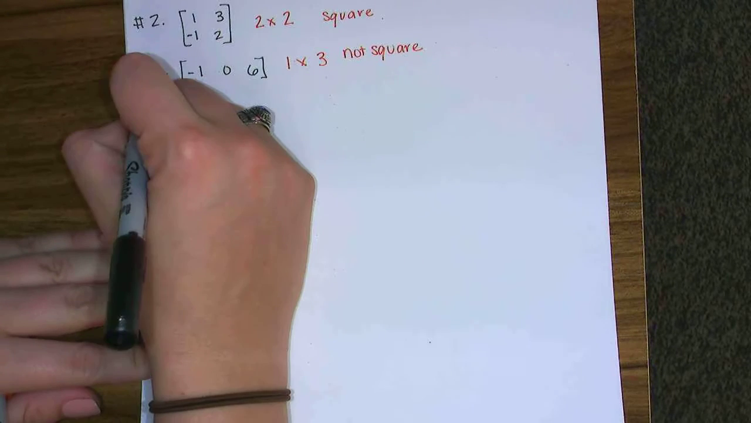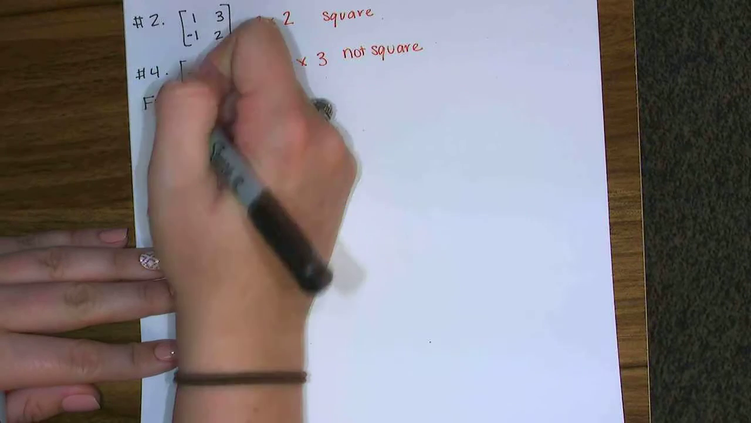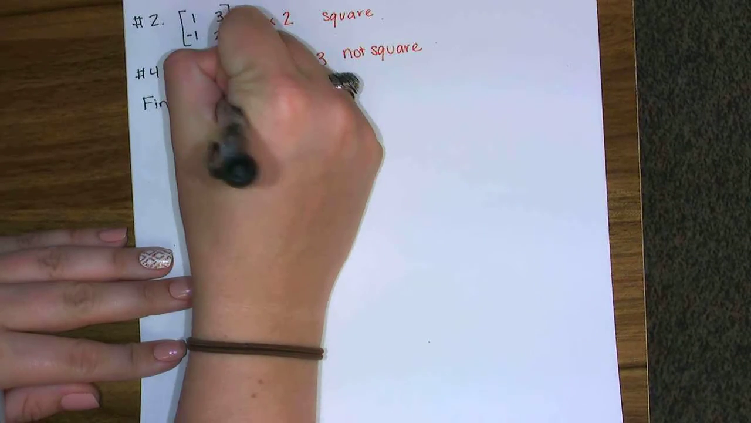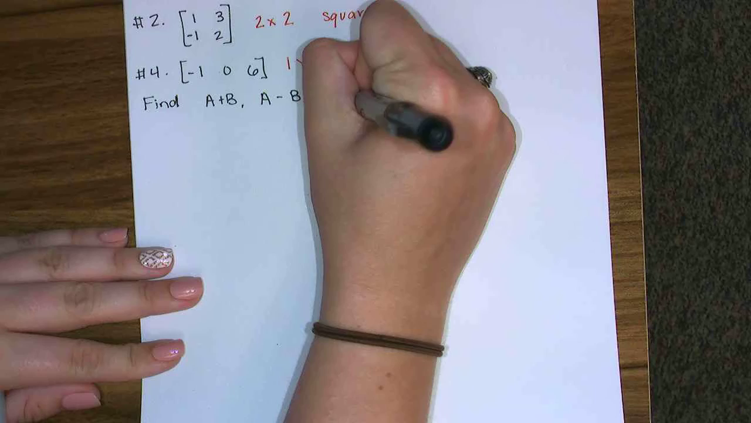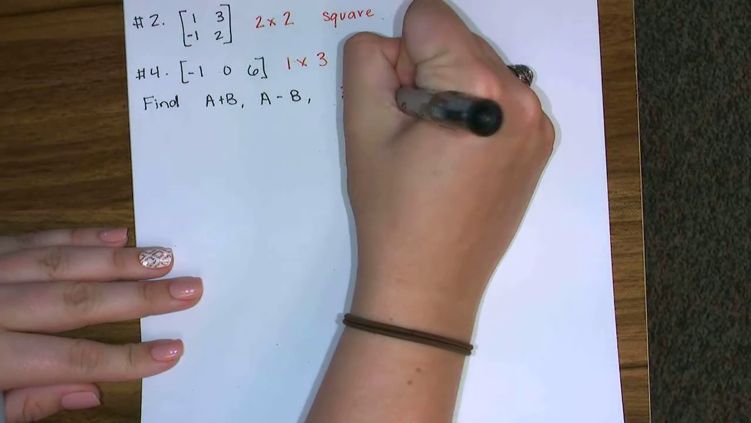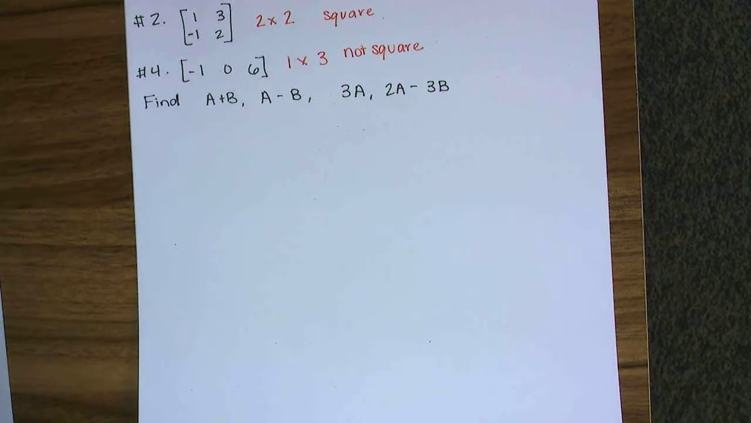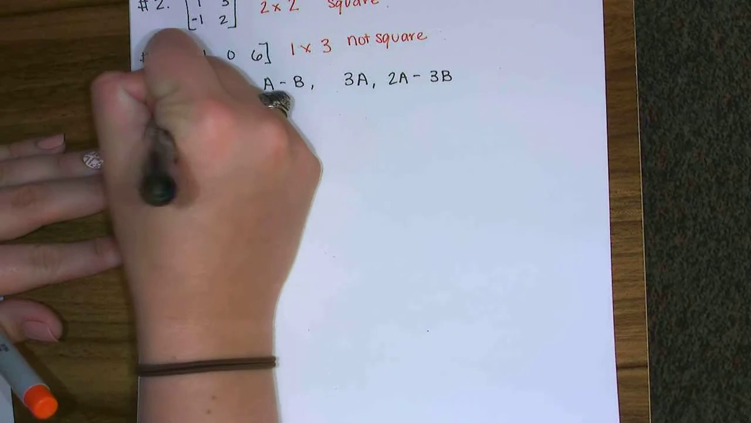Next we want to find, I'm just going to do one of these, but I'm doing a slightly harder one. So find A plus B, A minus B, 3A, and 2A minus 3B. We're going to do number 12.